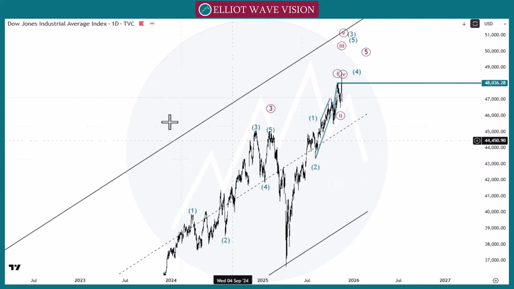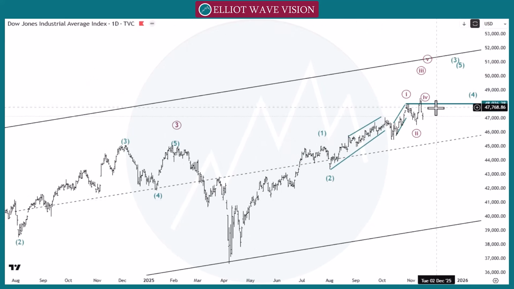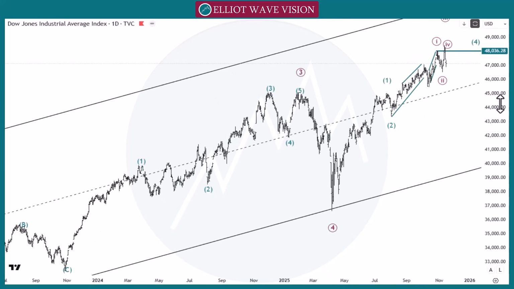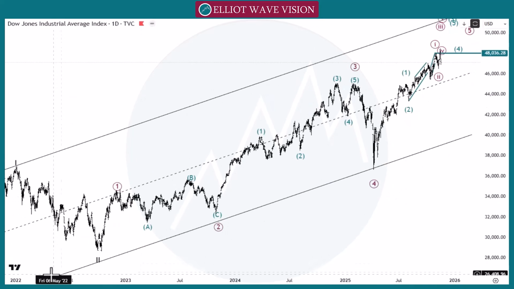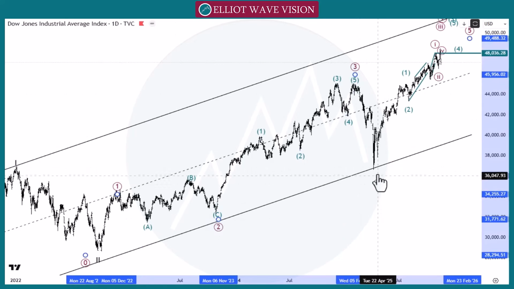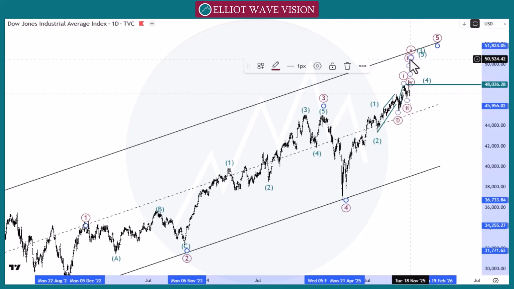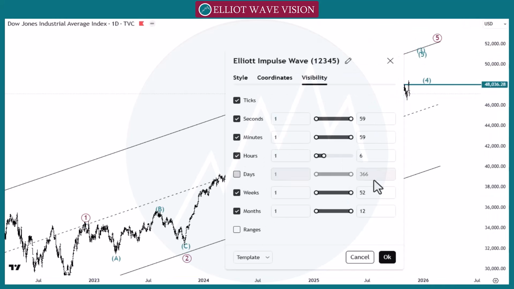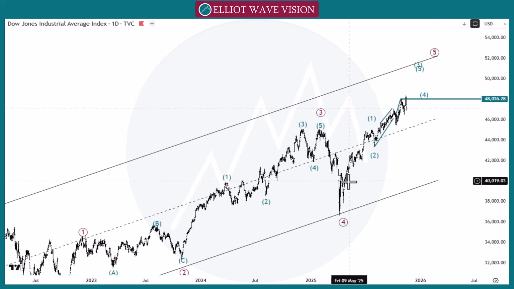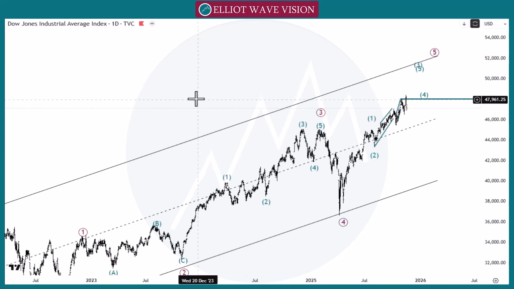DJI, Dow Jones. So like other indices, we are facing a little correction here. Let's check this overall move. Overall, the market gave us wave 1, wave 2, wave 3, wave 4, and now we are looking for this last leg, wave 5. We are looking for this last leg like wave 1, 2, 3, 4, 5 towards this large number, medium number 50,000.